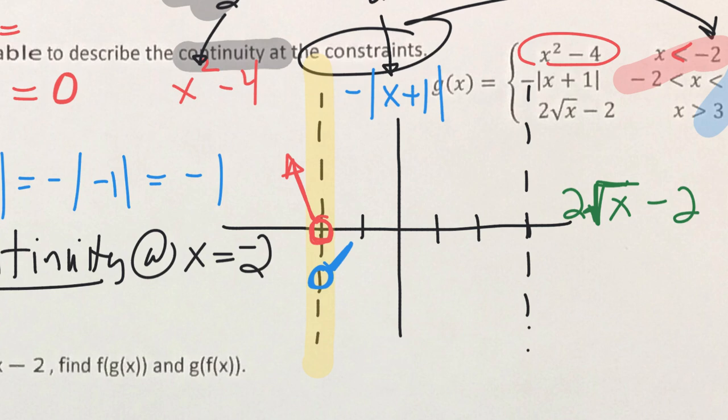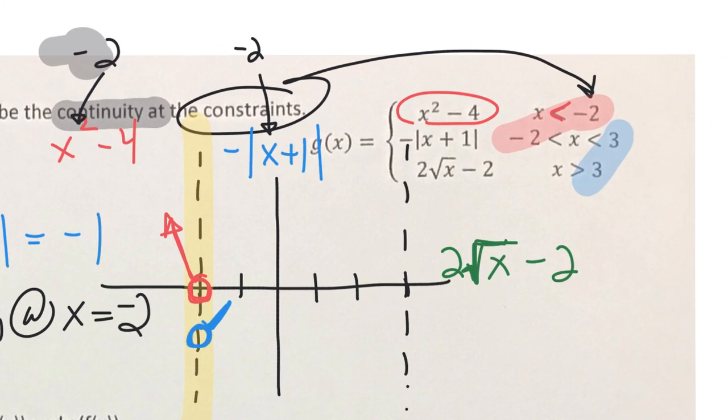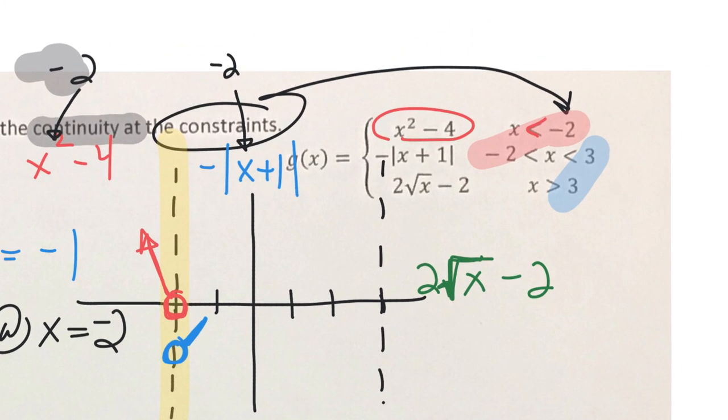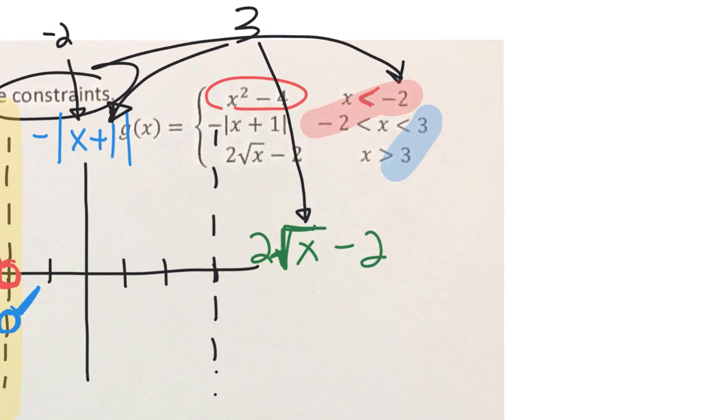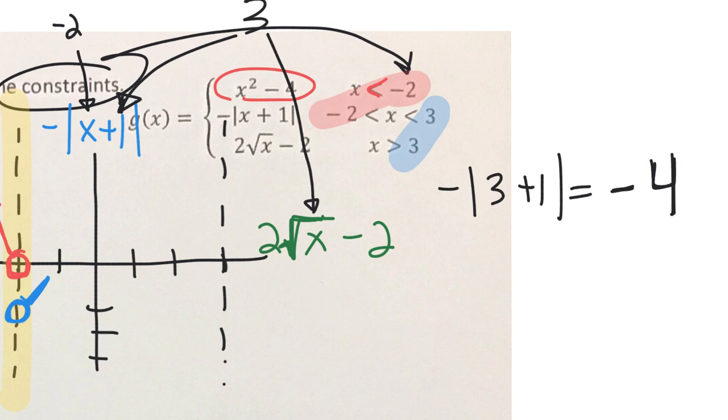And then we're going to do a similar thing for what's happening at 3. We're going to plug 3 into your absolute value equation, and plug 3 into your square root equation, and see what number they give us. So let's come over here and do that. The negative of 3 plus 1 is -4. Open circle at -4 because it's less than +3.